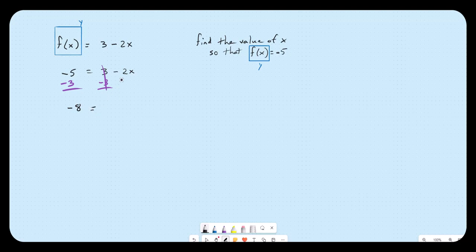Equals, and I have to be careful because this was a minus, so I keep that negative. Then I'm going to divide out the negative 2. Divided by negative 2, that goes away. If I do it to the right side, I have to do it to the left. 8 divided by 2 would be 4. Negative 8 divided by negative 2 is also 4, because the minuses cancel. 4 equals x, and I've got an answer that way.